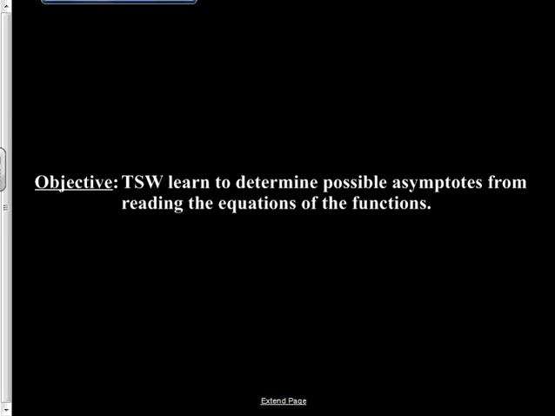Our objective for Tuesday will be: the student will learn to determine possible asymptotes from reading the equations of the functions. Again, I anticipate these being the notes for Tuesday, that would be October the 8th. Copy down your objective and the date. Press pause anytime you need more time, and then hit play when you're ready to move on.